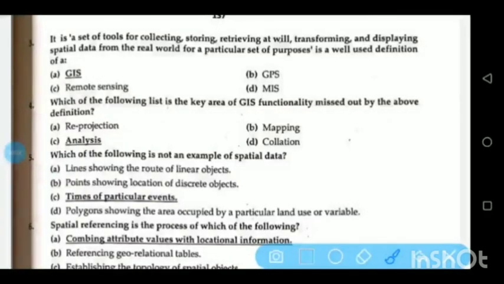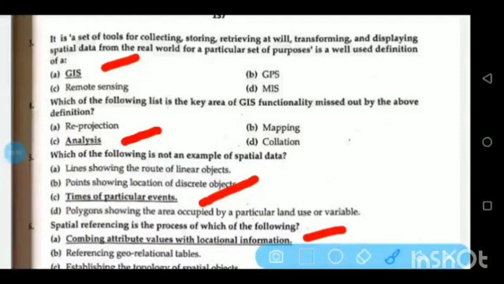It is a set of tools for collecting, storing, and retrieving at will, transforming and displaying spatial data from the real world for a particular set of purposes is a well-used definition of a GIS. Which of the following list is the key area of GIS functionality missed out by the above definition? Analysis. Which of the following is not an example of spatial data? Times of particular events. Spatial referencing is the process of which of the following?